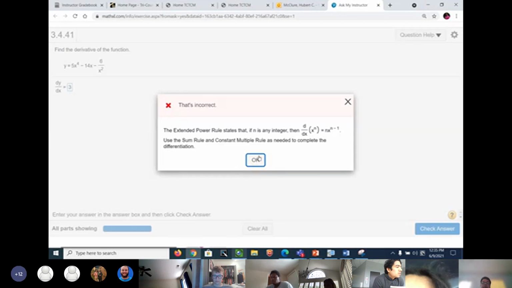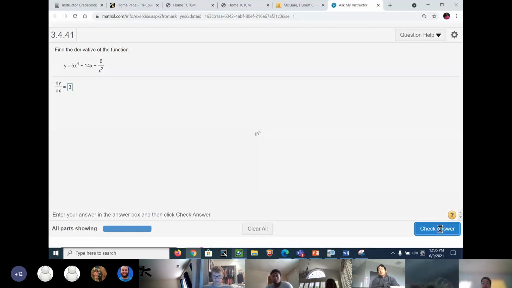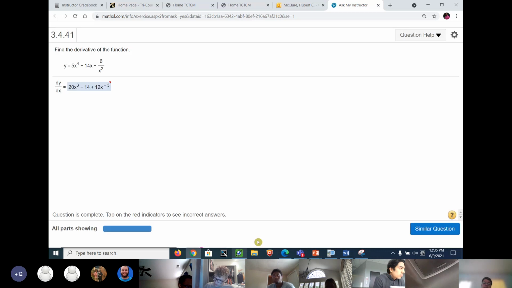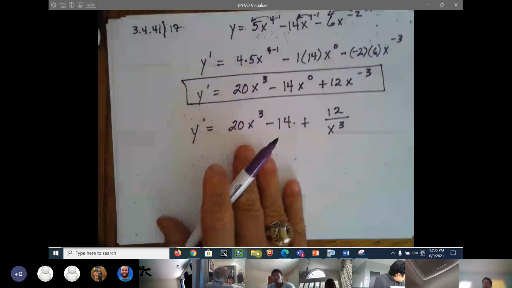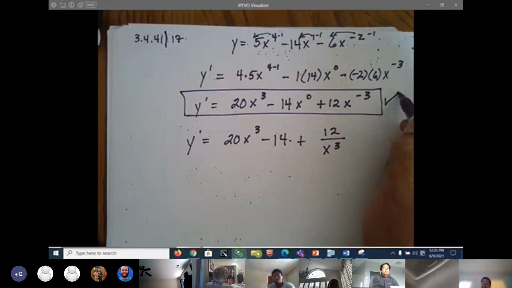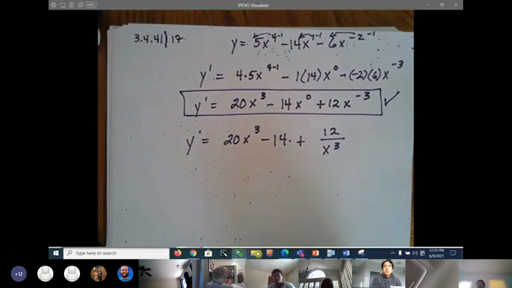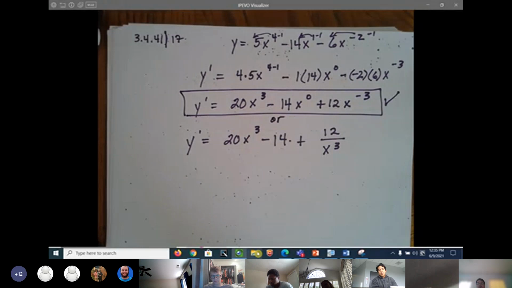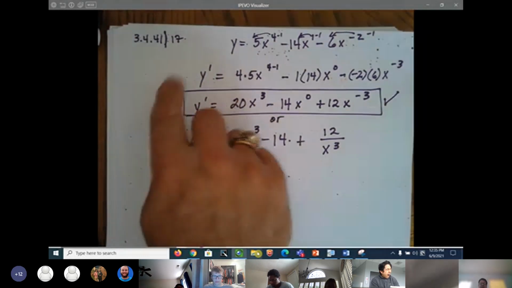And 3. 20x cubed minus 14 plus 12x to the negative 3. So they want this one. I'd take either on the test. That's a good test question. That's short and sweet. I like that one.